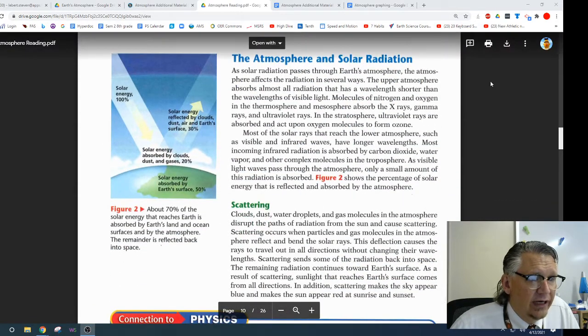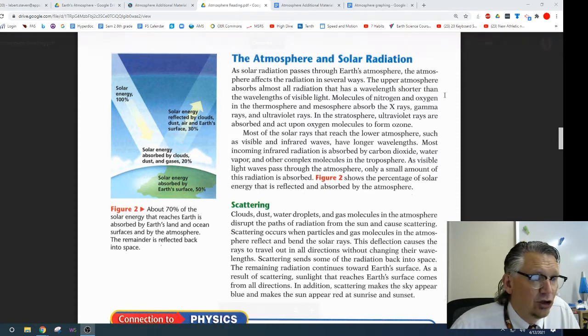The atmosphere and solar radiation. As solar radiation passes through Earth's atmosphere, the atmosphere affects the radiation in several ways. The upper atmosphere absorbs almost all radiation that has a wavelength shorter than the wavelengths of visible light. The molecules of nitrogen and oxygen in the thermosphere and the mesosphere absorb the X-rays, gamma rays, and ultraviolet rays. In the stratosphere, ultraviolet rays are absorbed and act upon oxygen molecules to form ozone.